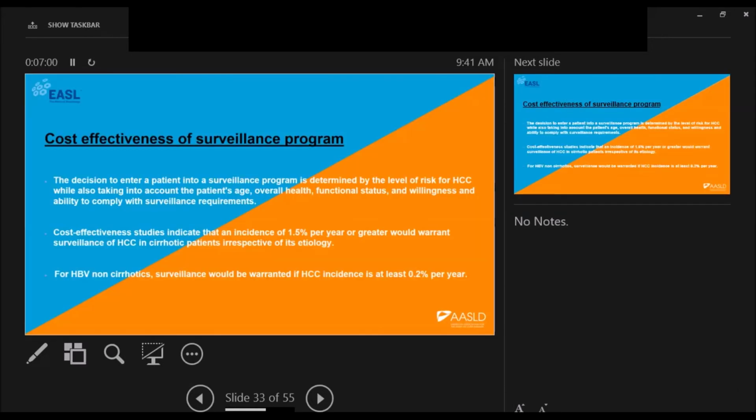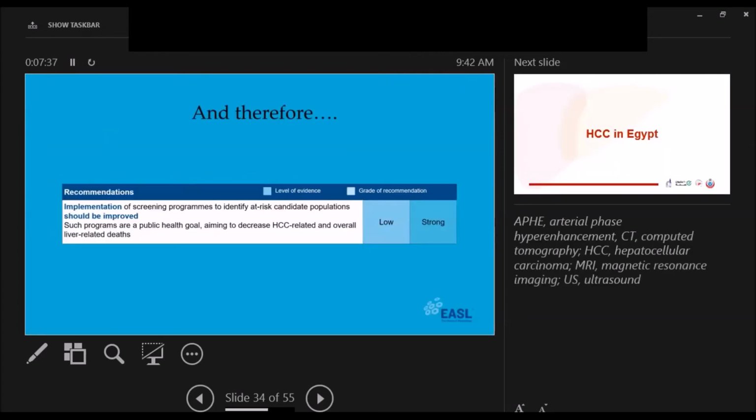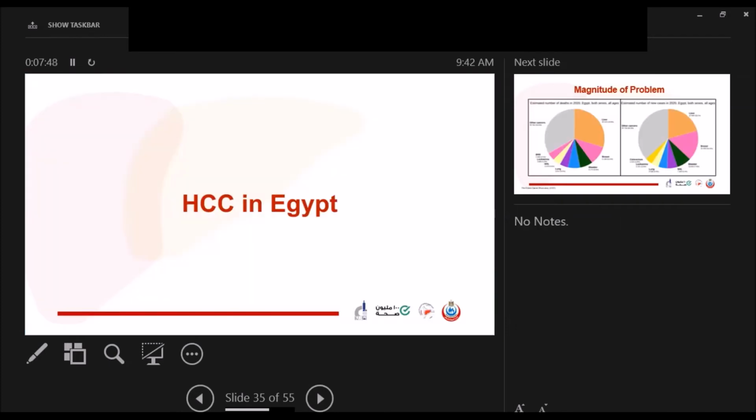According to how much it costs, according to cost-effectiveness studies for surveillance programs in both EASL and AASLD, they recommend that the decision to enter a surveillance program for a patient has many pillars. We have to take into account patient age, overall health, functional status, and willingness and ability to comply with the surveillance program. According to the studies, it has been concluded that cost effectiveness is beneficial if the incidence rate is 1.5% per year or greater. For HBV non-cirrhotics, surveillance should be warranted if incidence is at least 0.2% per year. And therefore, international guidelines recommend implementation of screening programs as a part of health systems in order to decrease mortality and for early detection of disease.